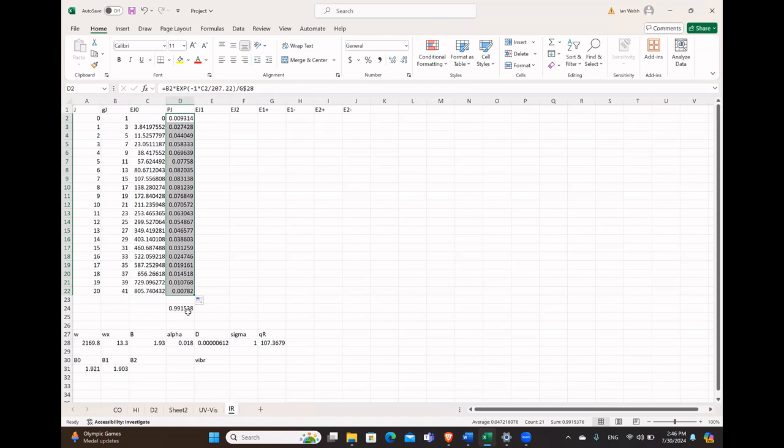We should have 100% probability. So this column here is the sum of all of my values here. Since that's pretty near 1, that's a really good indication that I haven't messed up. If you got like 1.5, you messed up somewhere.